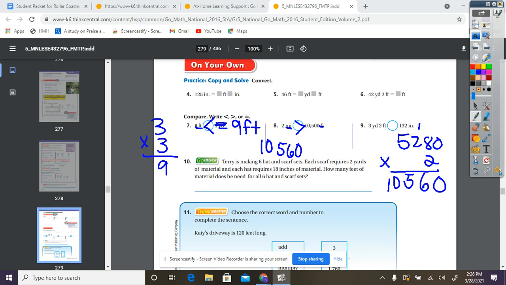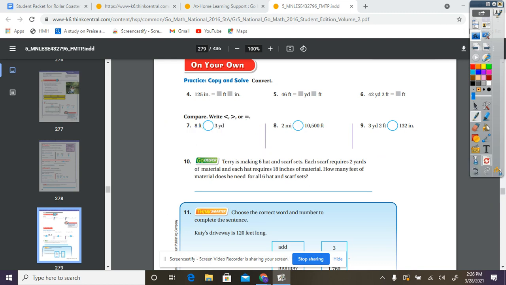Okay. All of the problems in this chapter are actually very much like this. You're just changing the units. So please watch this video to help you with page 589.